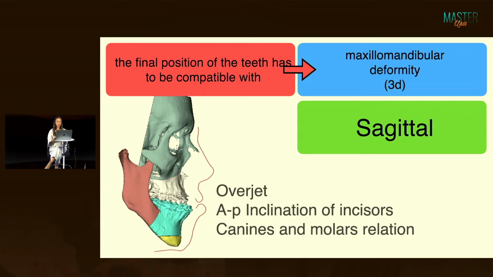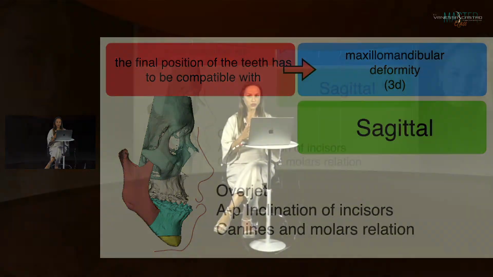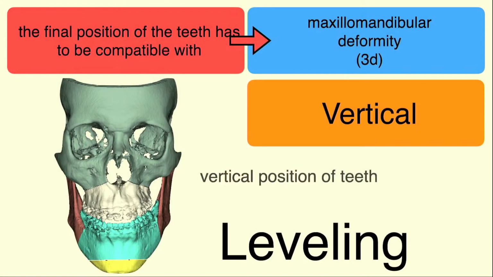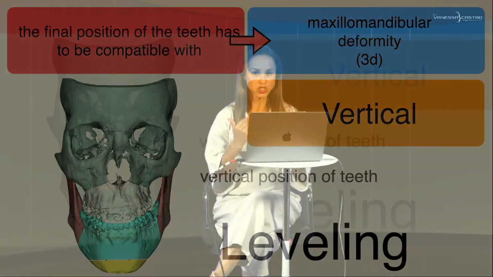And the decision to have a big overjet or not, to decompensate that patient orthodontically, depends on the diagnosis of that case. If it is a sagittal discrepancy, mostly I need to have a big overjet. If it is not, I don't need it. If the most important discrepancy of the patient is vertical, I don't need a big overjet discrepancy in sagittal view. One more time, I need the final position of the teeth compatible with the maxillomandibular deformity. From the vertical point of view, the vertical position of the teeth.